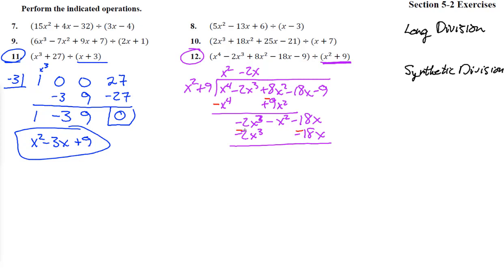Then we get that goes away completely. This is a minus x squared minus 0. And then negative 18 minus a minus 18 is plus 18. Negative 18 plus 18 is 0. That's gone. And drop down the minus 9.